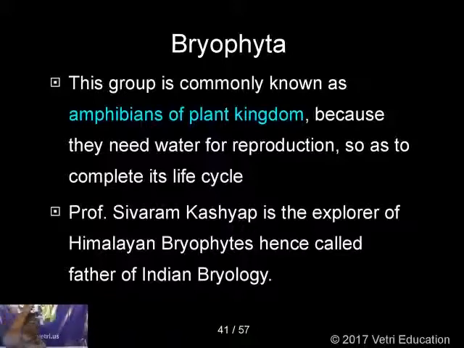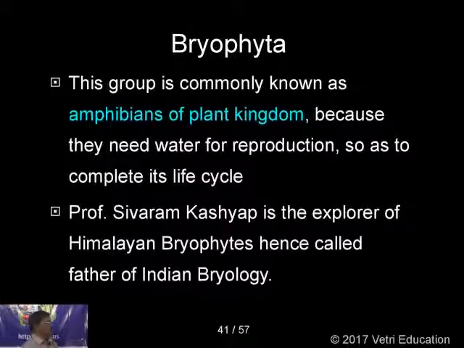This group is commonly known as the amphibians of the plant kingdom. Another very important thing that you should remember: Bryophyta and amphibians of the plant kingdom come together. These plants grow on land, but they need a moist place, because for reproduction and fertilization, water is essential. Without water they cannot complete their life cycle. So these are called amphibious plants. That is, they need land as well as water to complete their life cycle. That is called amphibians of the plant kingdom.